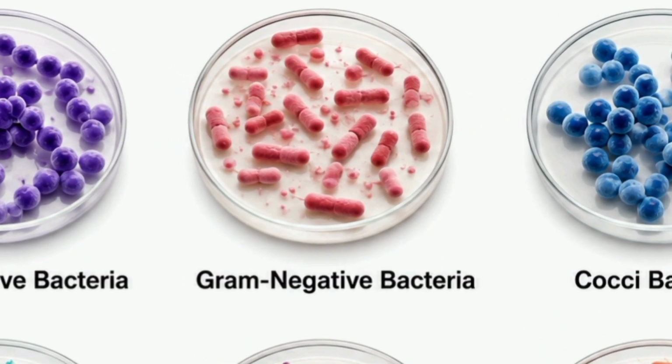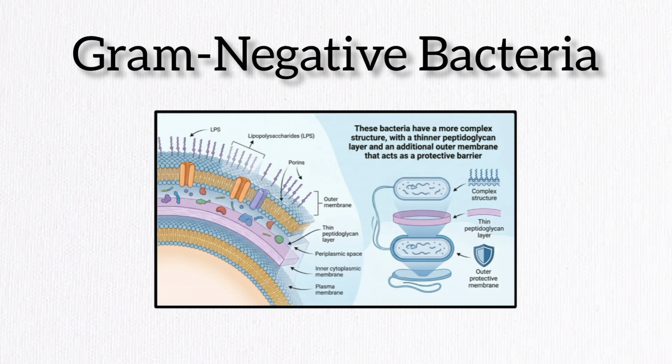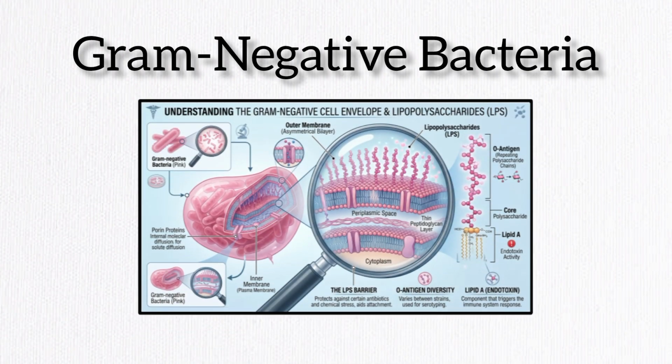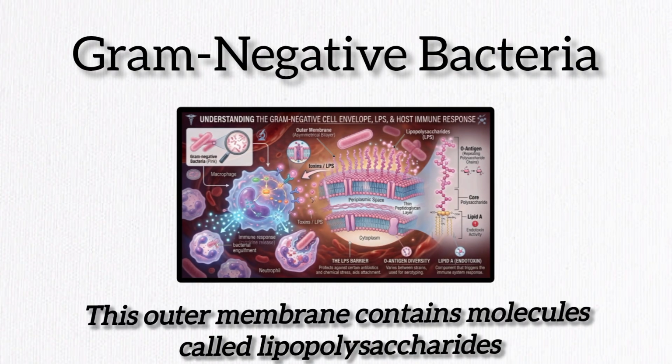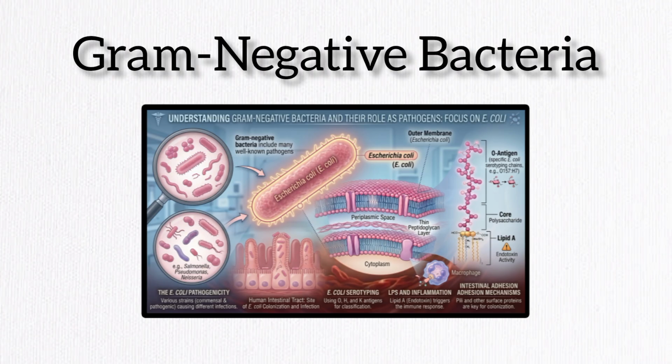Gram-negative bacteria. These bacteria have a more complex structure, with a thinner peptidoglycan layer and an additional outer membrane that acts as a protective barrier. During Gram staining, they do not retain the purple dye and instead appear pink, which helps distinguish them quickly in laboratories. This outer membrane contains molecules called lipopolysaccharides, which can act as toxins and trigger strong immune responses in the human body.